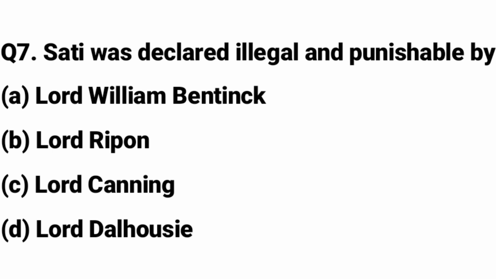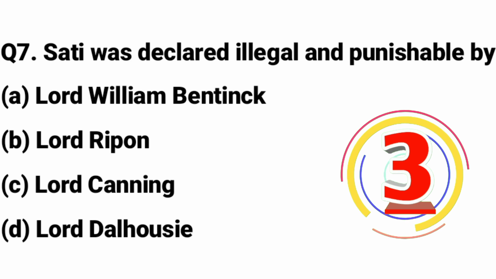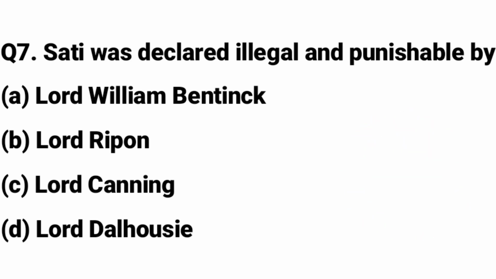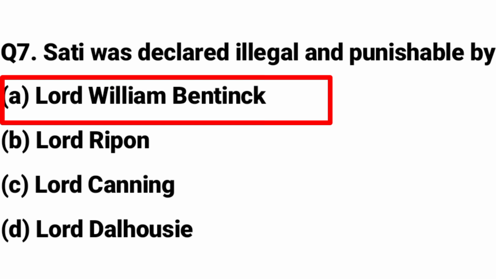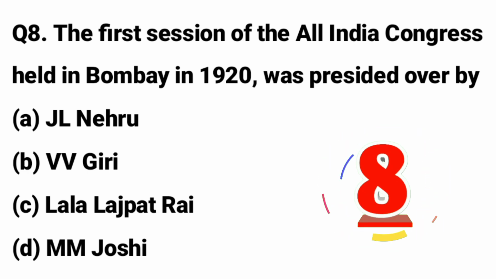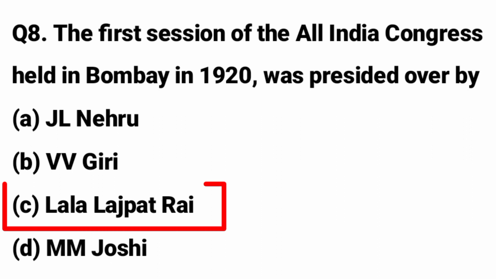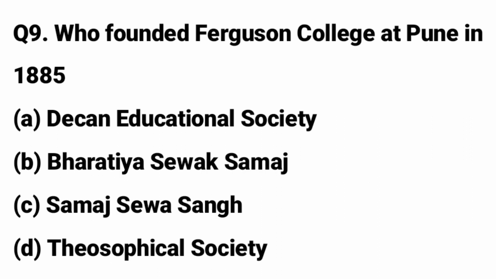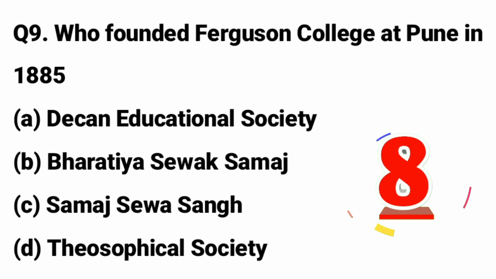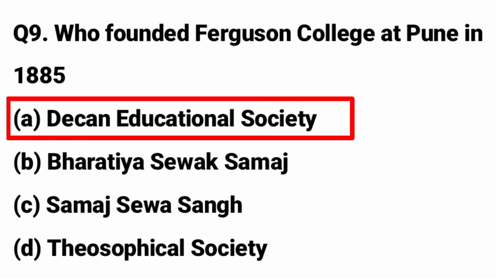Question number 7. Sati was declared illegal and punishable by? Answer A. Lord William Bentinck. Question number 8. The first session of the All India Congress held in Mumbai in 1920 was presided over by? The answer is C. Lala Lajpat Rai. Question number 9. Who founded Fergusson College at Pune in 1885? Answer A. Deccan Educational Society.